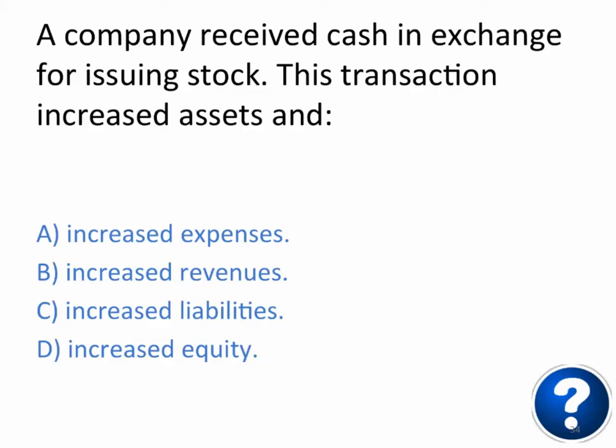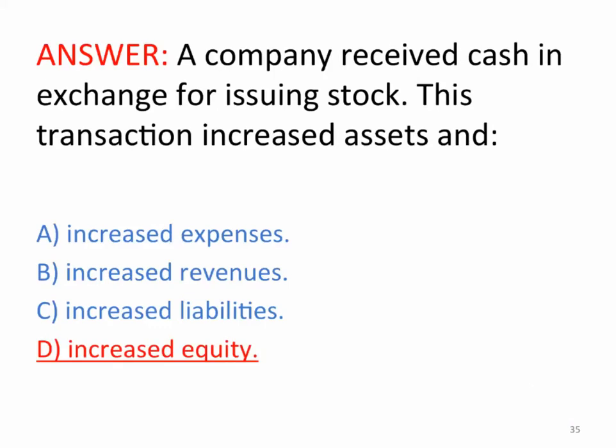Okay? So what's the other side of the transaction? What account? Would assets, liabilities, or equity be involved? I guess we have expenses, revenues, liabilities, and equity. What is the company giving up? Yes, common stock. Equity, yes, absolutely. The answer here is going to be increased equity.